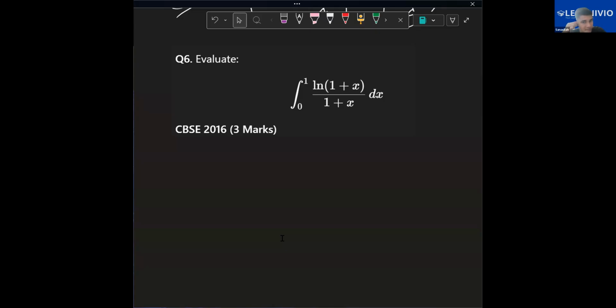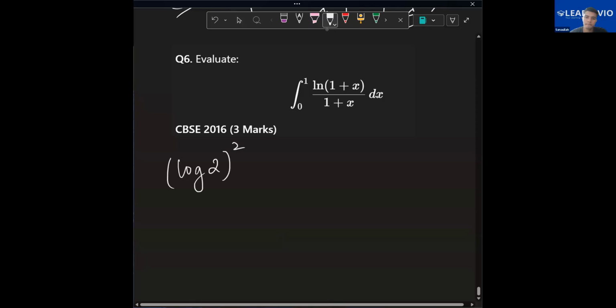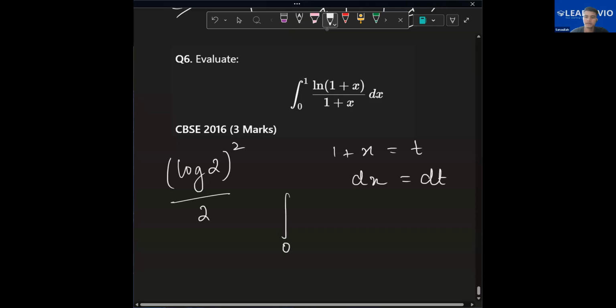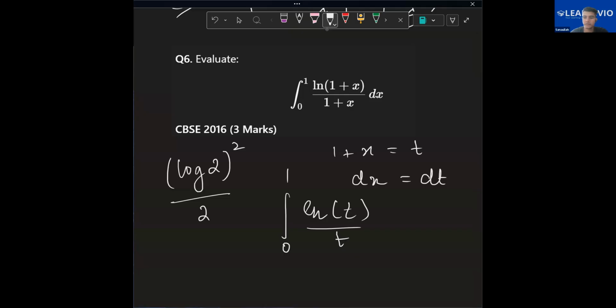Sir, log 2 square by 2, up to whole square bracket. बाकी बार इसमें आपने 1 plus x को सब्स्टिट्यूट किया हो, like dx is equals to dt, and integral 0 to 1 ln of t over t dt, right?